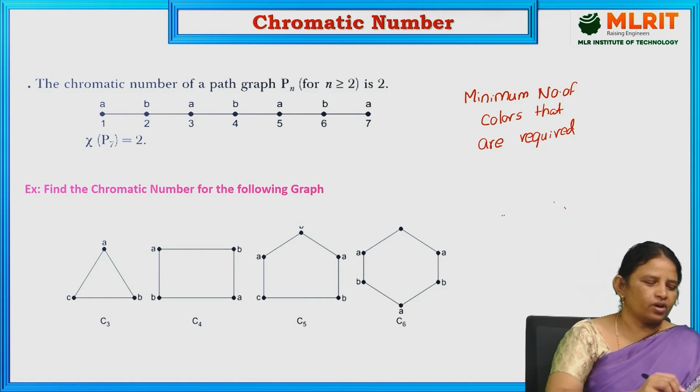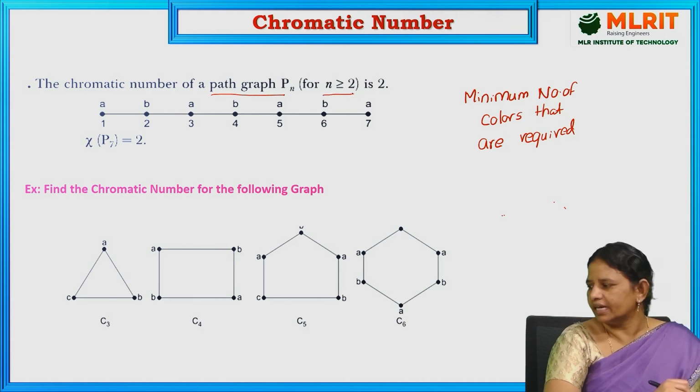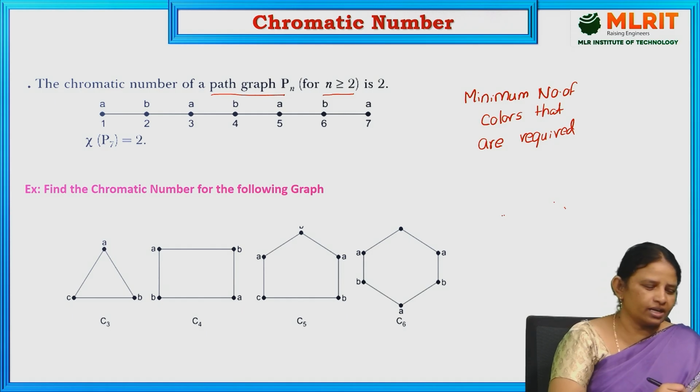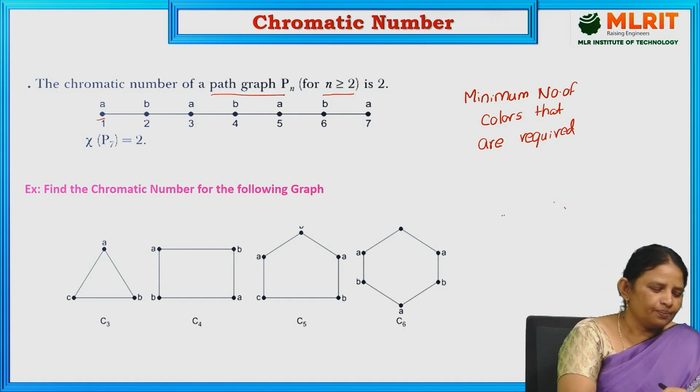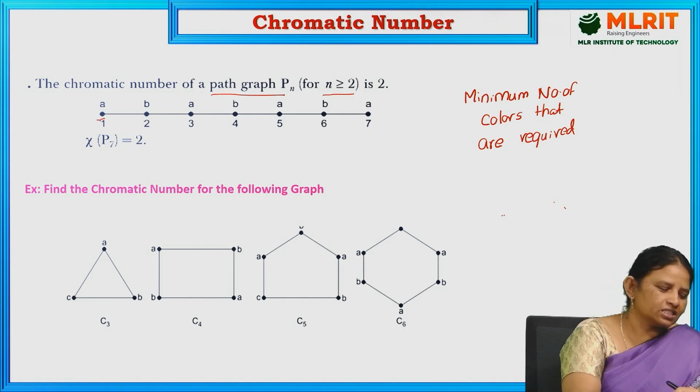Now we need to find the chromatic number of a path graph where n is greater than or equal to 2. What is n? The number of vertices, greater than or equal to 2. What is the chromatic number? So A, B, again, there are 7 vertices present in the graph. We can color the first vertex A with one color, then B with another color.